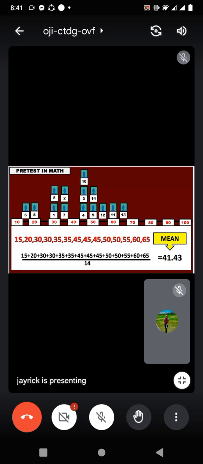Very good. So if we add up all these scores in the data set and divide by 14, why do we need to divide it by 14? Why is it 14?